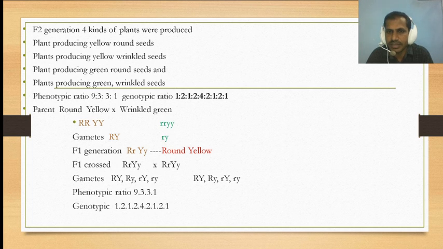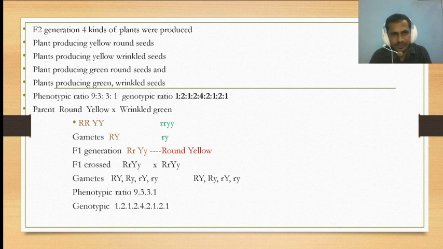So the phenotypic ratio is 9:3:3:1. The genotypic ratio is 1:2:1:2:4:2:1:2:1. So this is the genotypic ratio of this dihybrid cross.